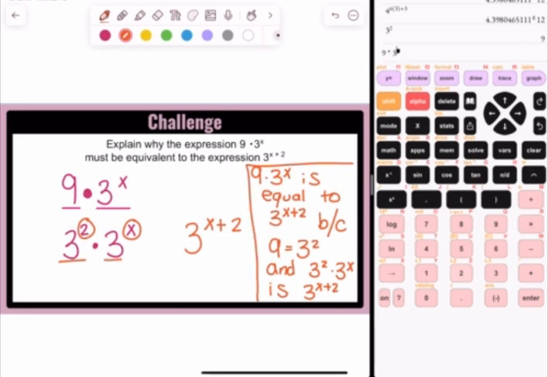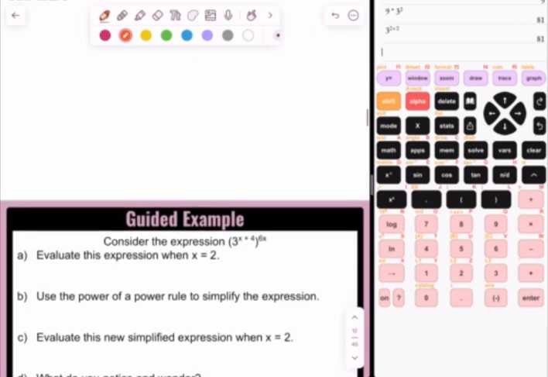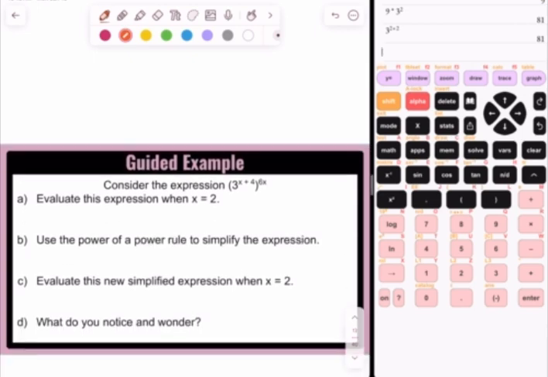I always like to make x 2. That would be the original one. And this new one, x is 2 plus 2. They equal the same value. All right. Let's look at this when we have the power of a power rule.